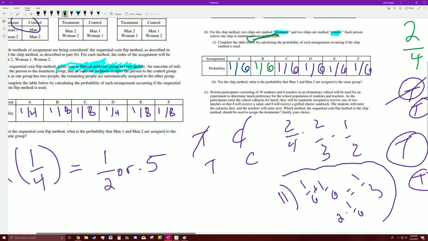Okay, well, how about we look at both probability sets. Here we see 1/4, 1/8, 1/8, 1/4, 1/8, 1/8. Here we see a constant 1/6. So the chip method should be used to assign the treatments, because there is a uniform probability. There is no bias involved. There is no skew in favor of one meal or the other. So you always want to choose the one that has a uniform probability spread.